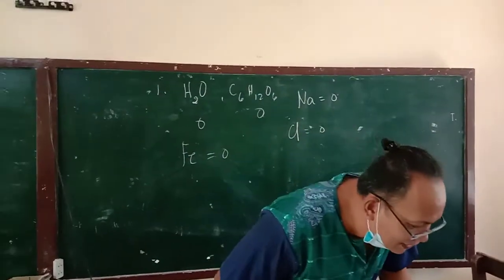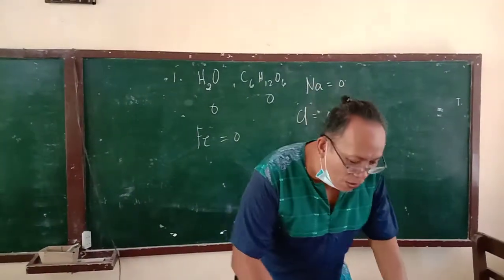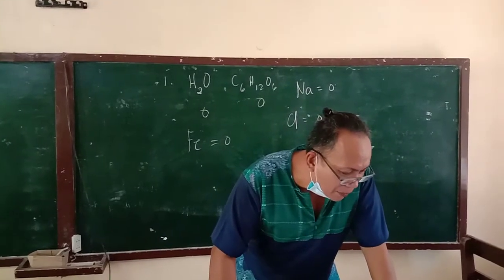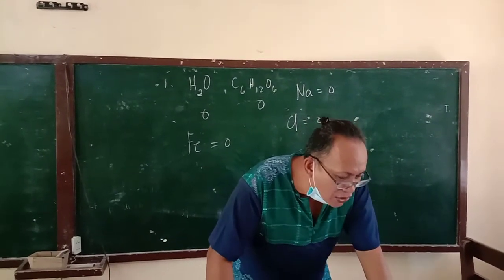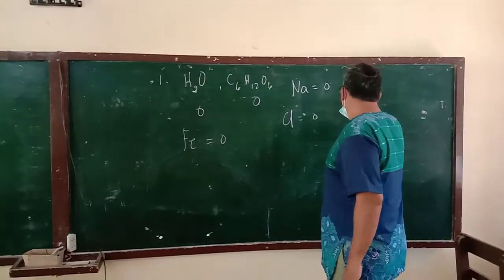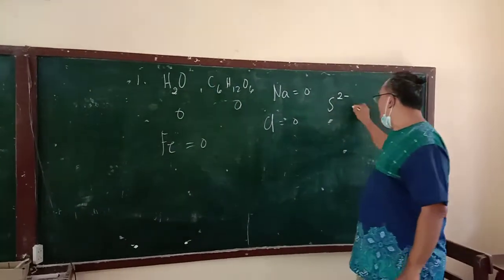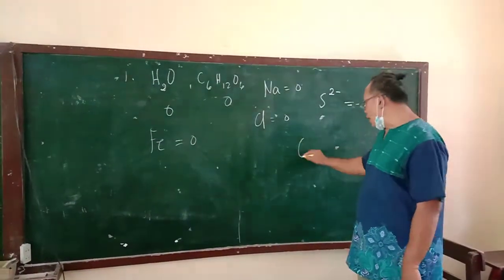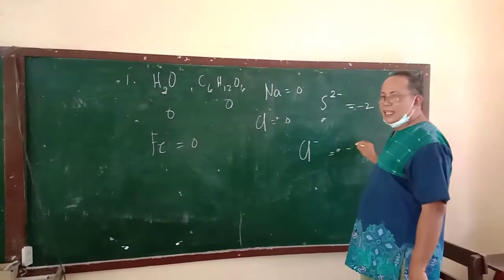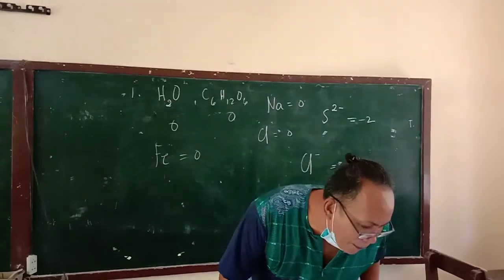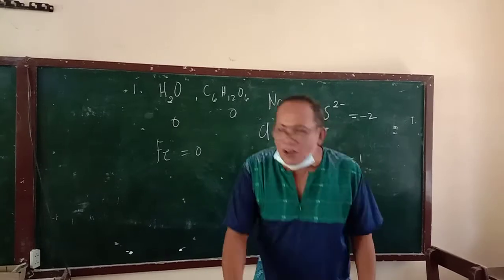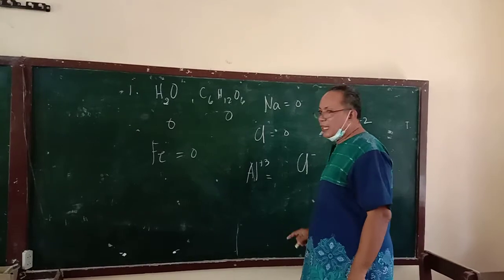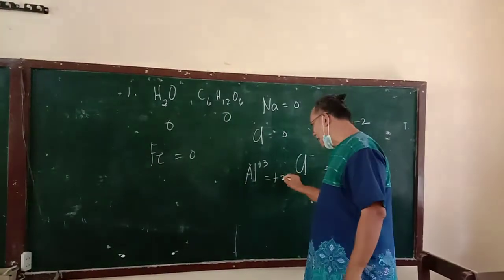Next. The oxidation number of a monoatomic ion is the charge of the monoatomic ion. So if it is an ion, like for example sulfur 2 negative, automatically its oxidation number is negative 2. Chlorine, negative 1. This is negative 1. Another example is aluminum, aluminum plus 3. So that is automatic. The oxidation number is plus 3.